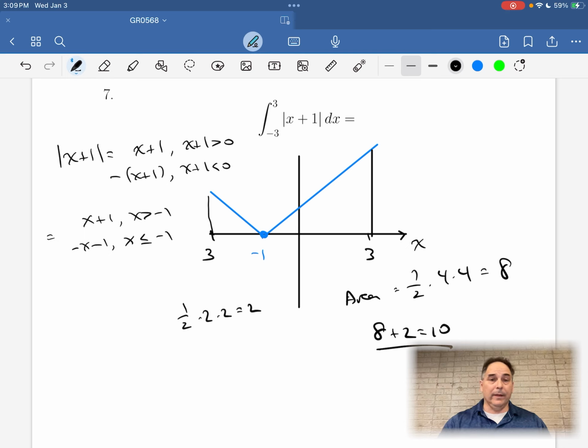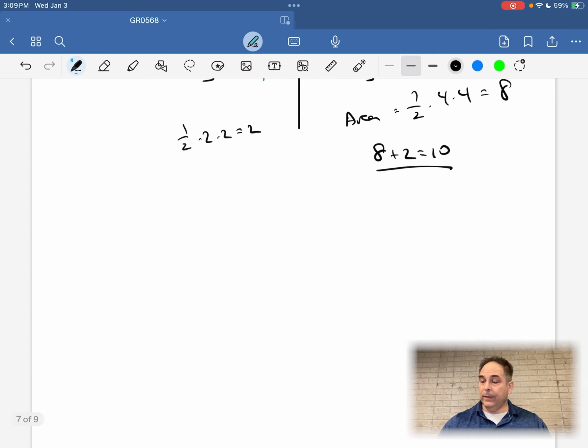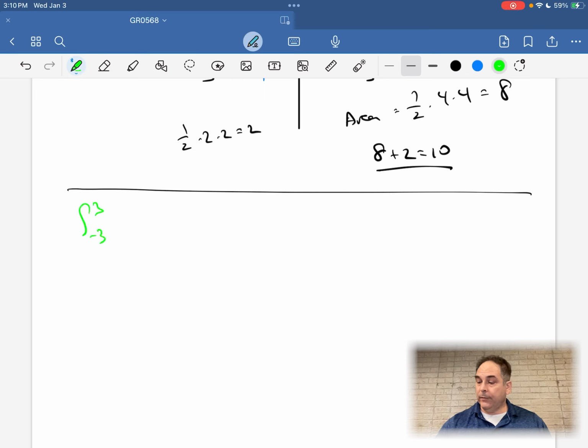Now, it's hard to do the integral of the absolute value of a function, but since we have the piecewise definition, we can split up the integral into two pieces. Specifically, we can write the integral from -3 to 3 of the absolute value of x plus 1 dx as the integral from -3 to -1 plus the integral from, sorry, -1 to 3.